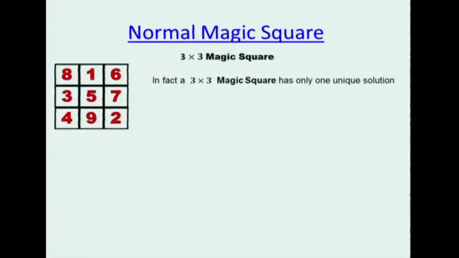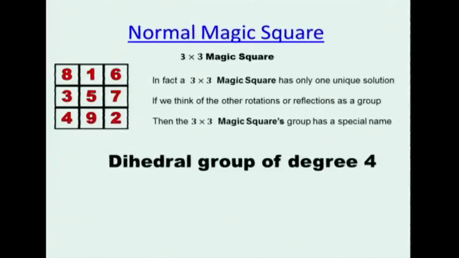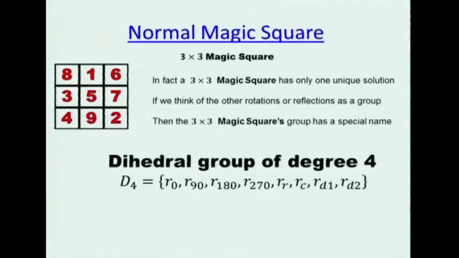Well, the 3 by 3 then really only has one solution, right? All the others are just rotations and reflections of the same thing. And if we think of these other rotations or reflections as a group of things, then mathematicians like to give fancy names to things. This group of things has a special name, and it's called a dihedral group of degree 4. That's really fancy stuff. But all that really means is that we call this group of things D4, and there's this list of 8 things in this group. Exciting, right?